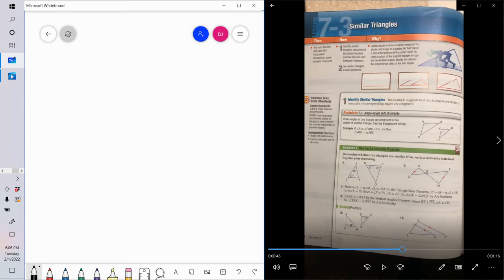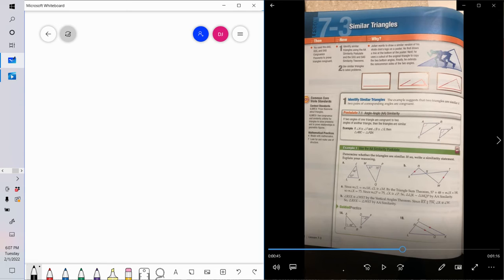In this video, we're going to look at the section in this McGraw-Hill textbook on similar triangles. In the last couple of videos, we've looked at ratios and proportions. We've also looked at similar polygons. We're going to extend those concepts to triangles. First of all, the concept of similar. Two figures are similar if they have the same shape, not necessarily the same size.